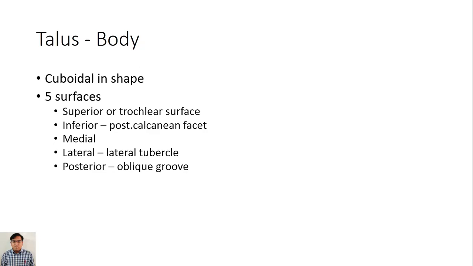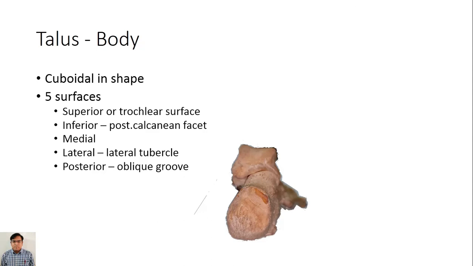Posteriorly, on posterior surface, one groove is present obliquely, known as oblique groove. So this is posterior surface and this is oblique groove, and it is having 3 tubercles: medial, lateral and posterior. So this is medial tubercle, this is lateral tubercle.